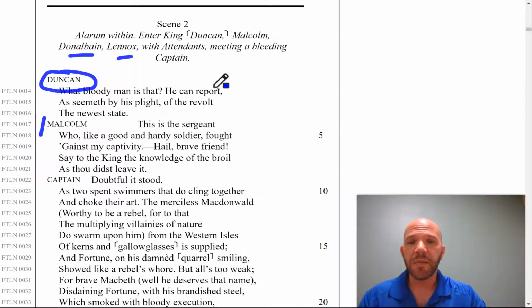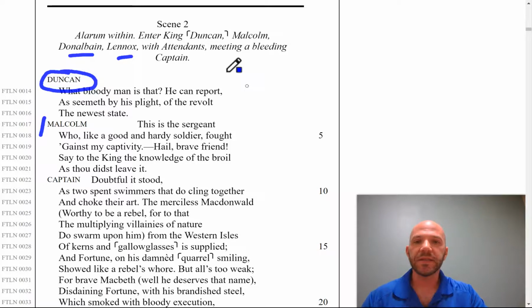And again, Duncan was a real king of Scotland. Shakespeare based this whole story on something he read in a history by someone named Holinshed, I think. And Duncan was a real king of Scotland in the 11th century, I believe.